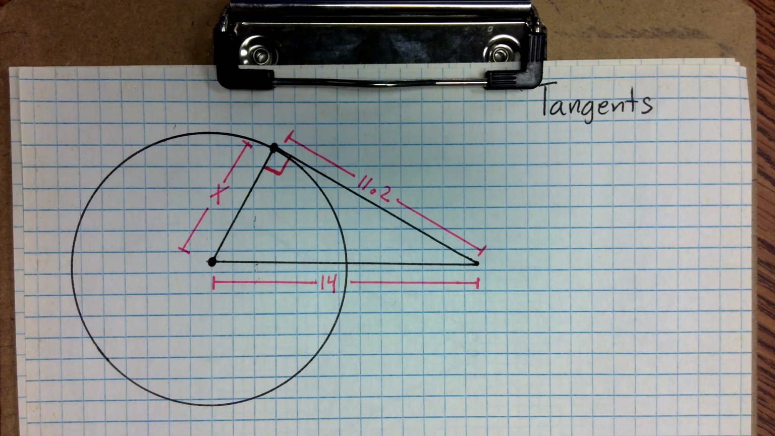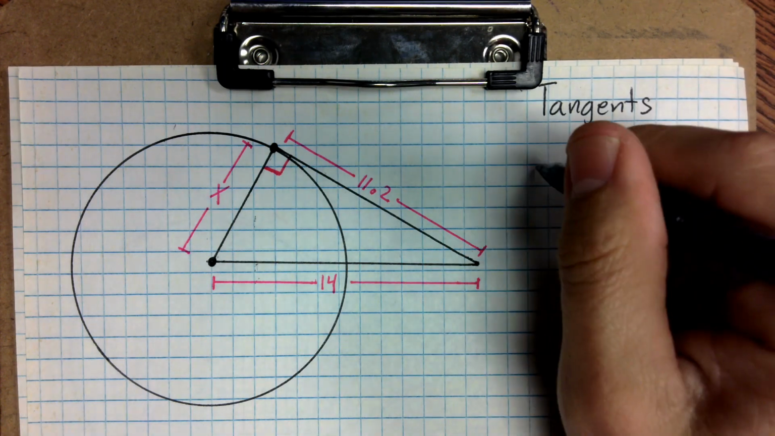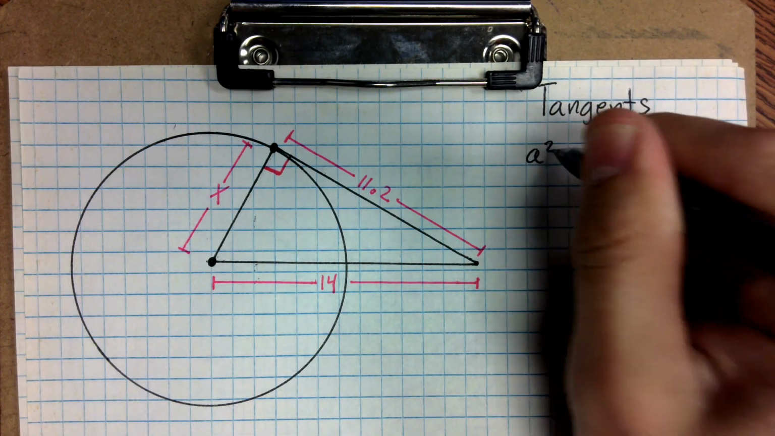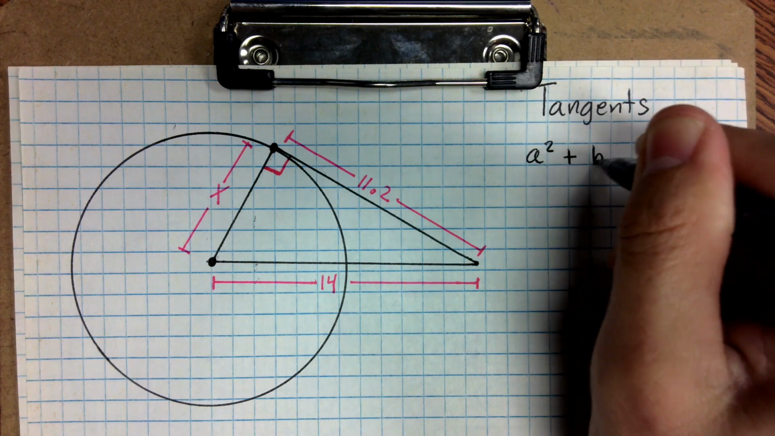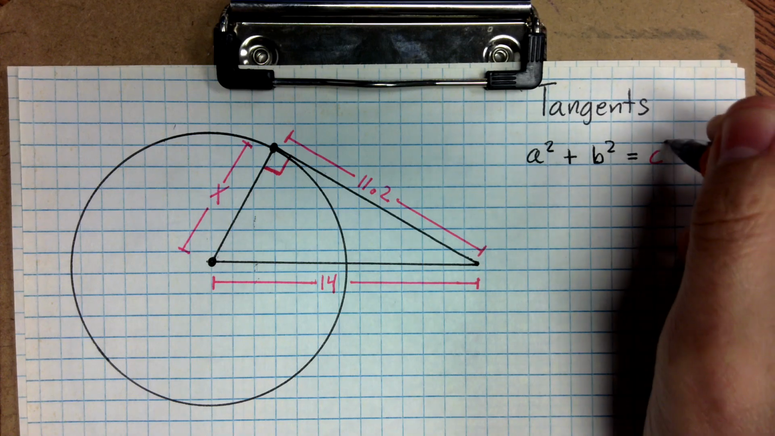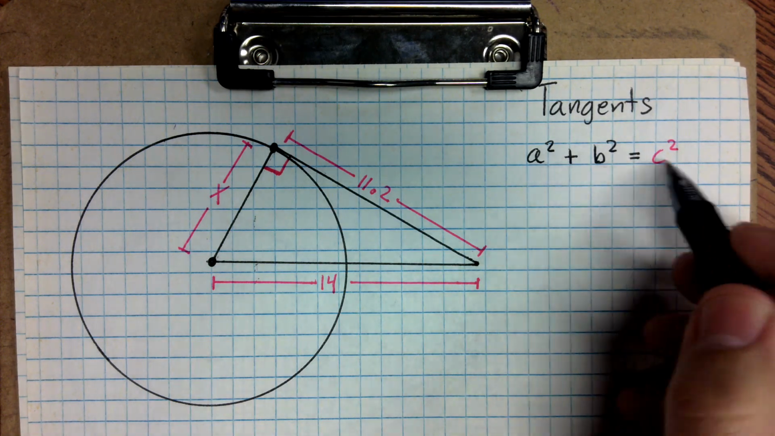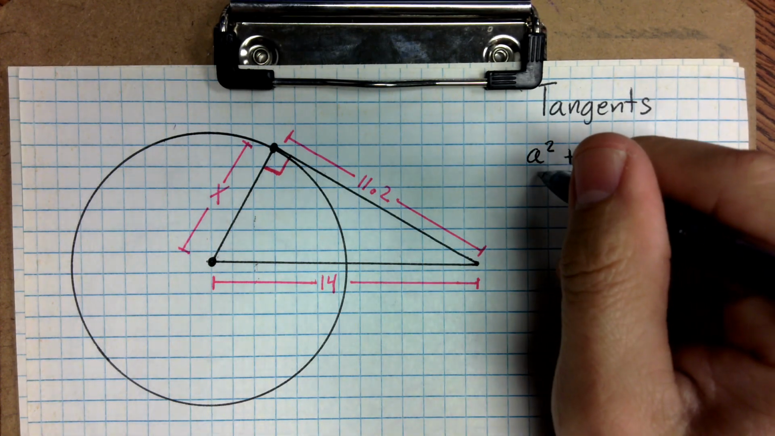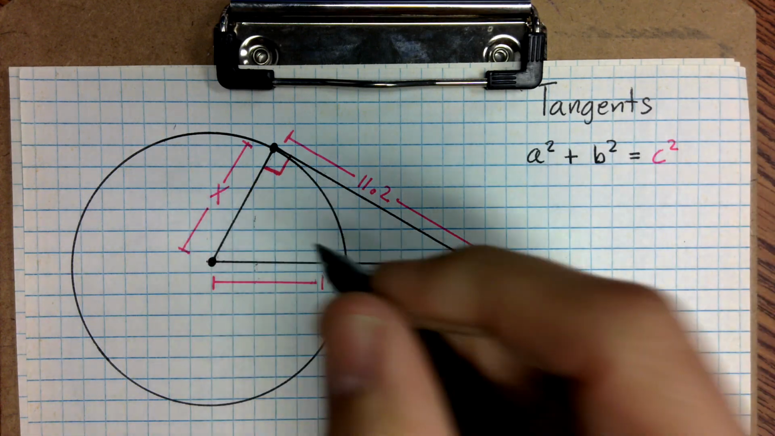So I'm going to refresh your memory real quick. When we talk about the Pythagorean theorem, we're talking about the formula a squared plus b squared equals c squared, with c being the hypotenuse and a and b both being legs of a right triangle.